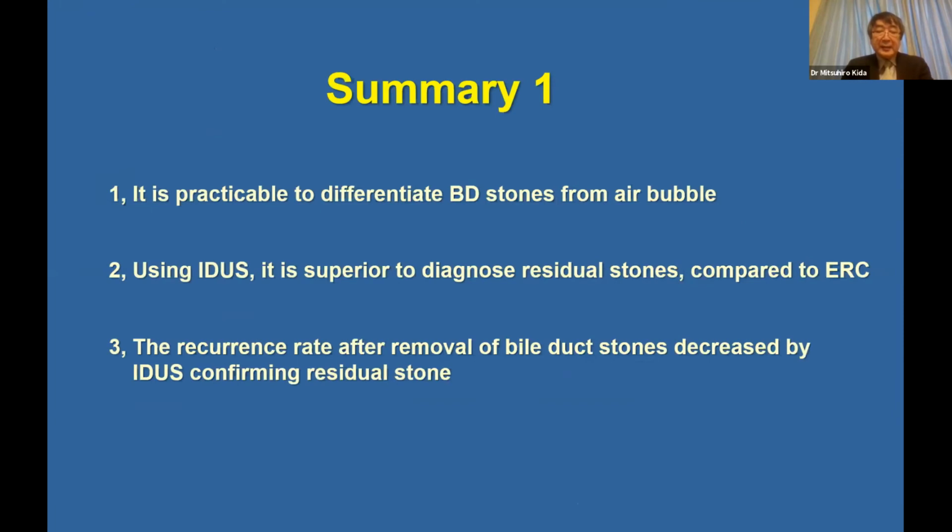Summary. One, it is practicable to differentiate the bile duct stone from the air bubbles using IDUS. Two, IDUS is superior to ERC in diagnosing the residual stone. Three, the recurrence rate after the removal of the bile duct stone decreased with IDUS.